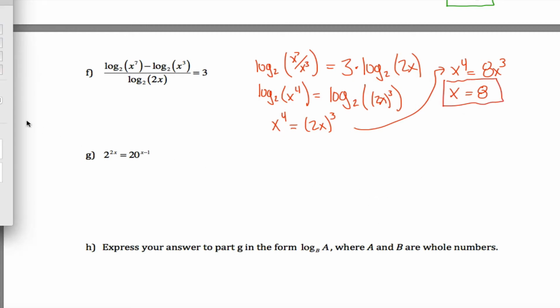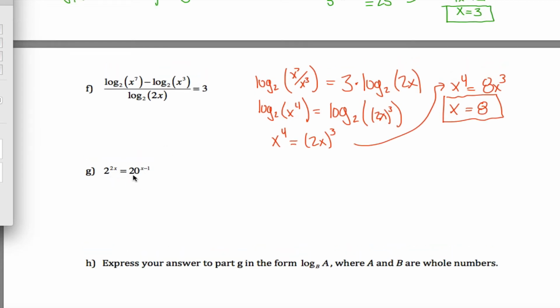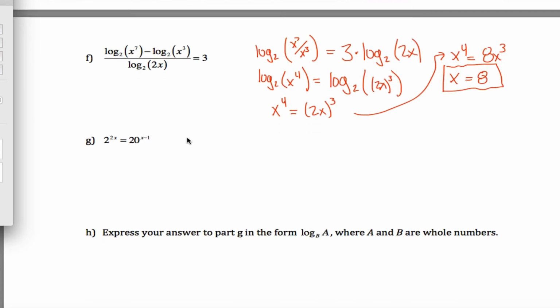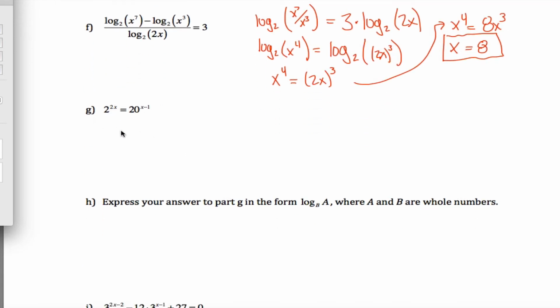Okay, moving on. Another equation. The challenge with this one is I have 2 different bases, although I've seen some problems kind of like that. I need to get stuff out of the exponents. Take the log of both sides. Which log? I don't care. Natural log, why not? That's as good as any.